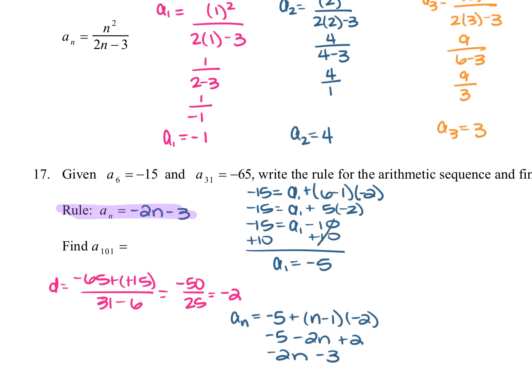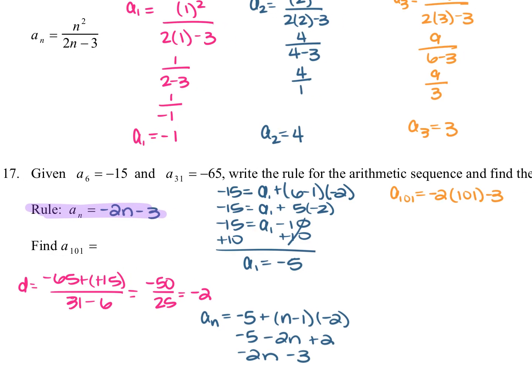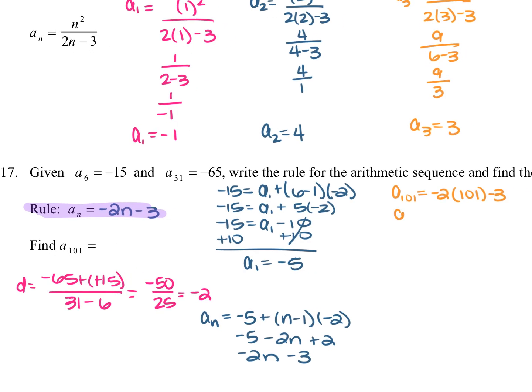Next, we're going to find the 101st term. So we're going to plug that in for n. And that's going to give us a sub 101 is equal to negative 2 times 101 minus 3. So that gives us negative 202 minus 3, which means our 101st term is negative 205.